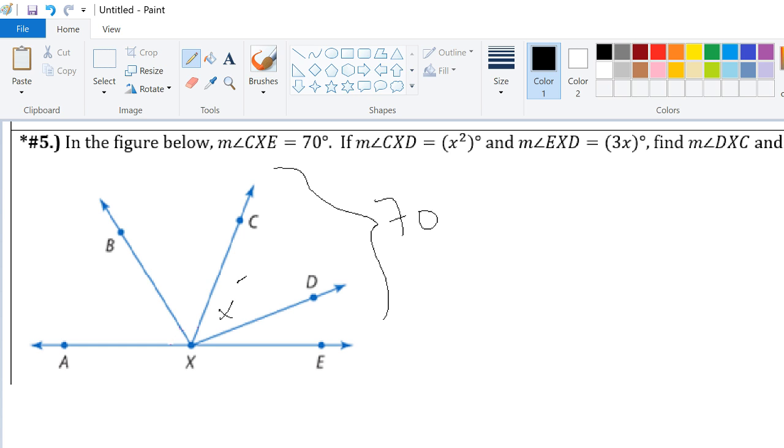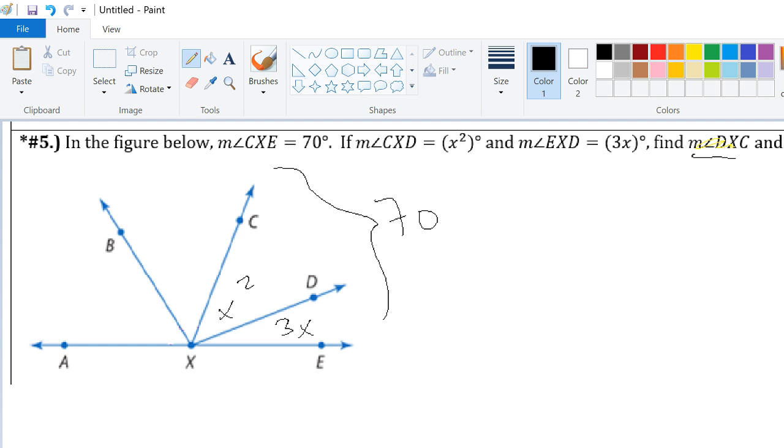CXD equals x squared and EXD equals 3x. And then it asks us to find two angles, angle DXE and DXC, when we are done. So we'll make sure that we do both of these. Okay? So what we need to do is write an equation.